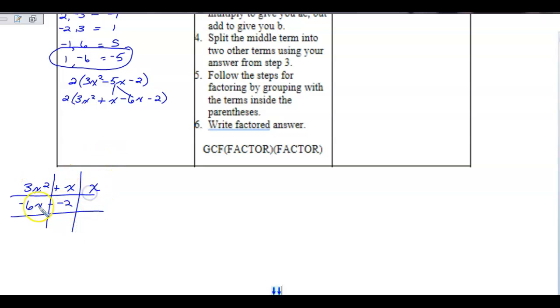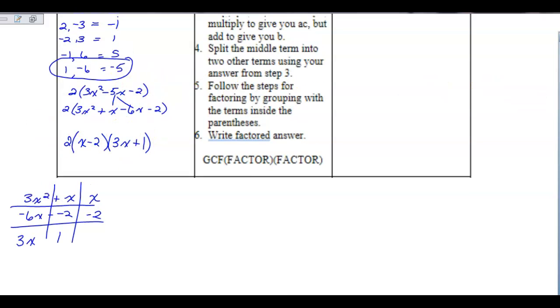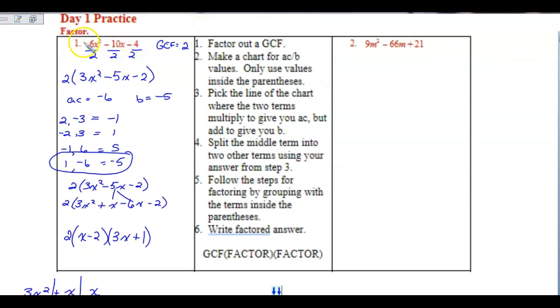Across I have only x. Factor here is negative 2. Factor here is 3x. And factor here is 1. So it's going to be 2 times x minus 2 and 3x plus 1. And as usual, if you aren't sure if you got the right answer, you can always do the product of all this, and then you should come up with your original trinomial when you multiply all these out.